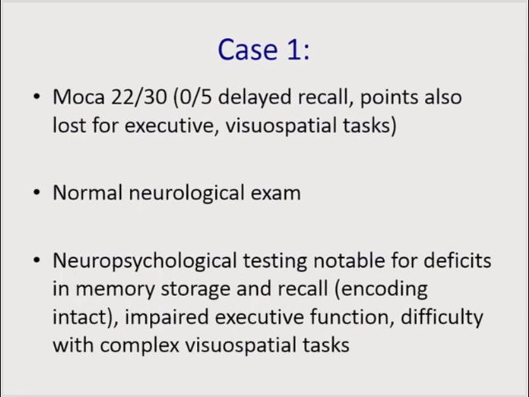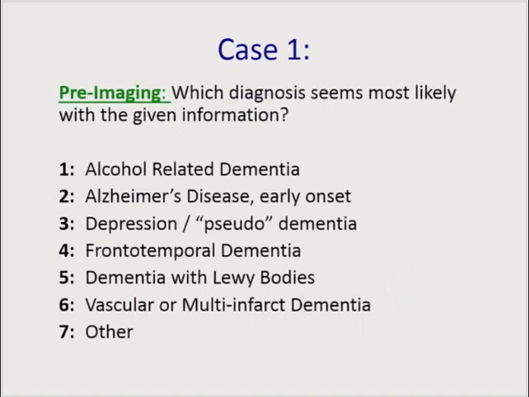In the clinic, he scored 22 out of 30 points on the MoCA, with 5 points lost for delayed recall. Executive and visuospatial tasks were also mildly impaired. His neurologic exam was normal. The formal neuropsychological testing was pretty similar in pattern to what I described above. So with that information, I'll wake you up from lunch by asking you this question. Which diagnosis seems most likely given the information? If you could just take a second to weigh in on that with the audience response system.